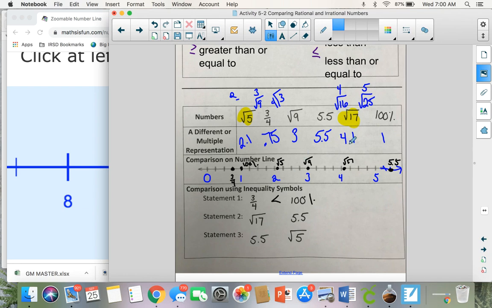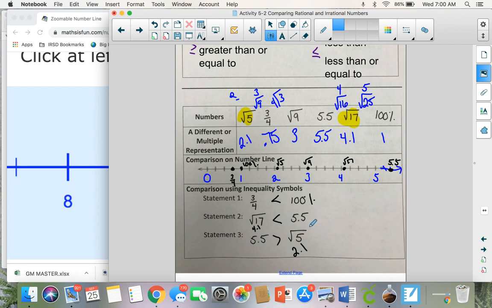Square root of 17. So my square root of 17 is 4 1/10, and my other number is 5 1/2. So this, once again, is less than, because this value right here can also be represented as 4 1/10. So when I get them in the same format, this one represented as a decimal and not as a square root, then it's still less than. All right, and my last one, my 5 1/2, so that's written as a decimal, and then I have the square root of 5, which is actually 2 1/10. So for this symbol right there, I'm going to use my greater than symbol.